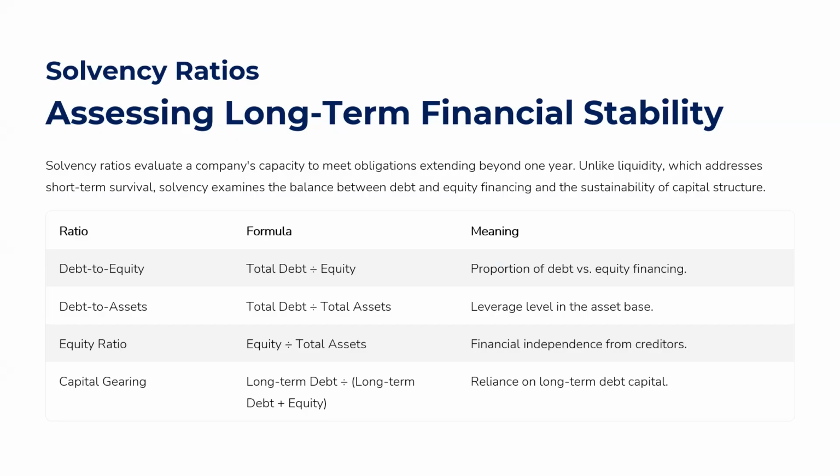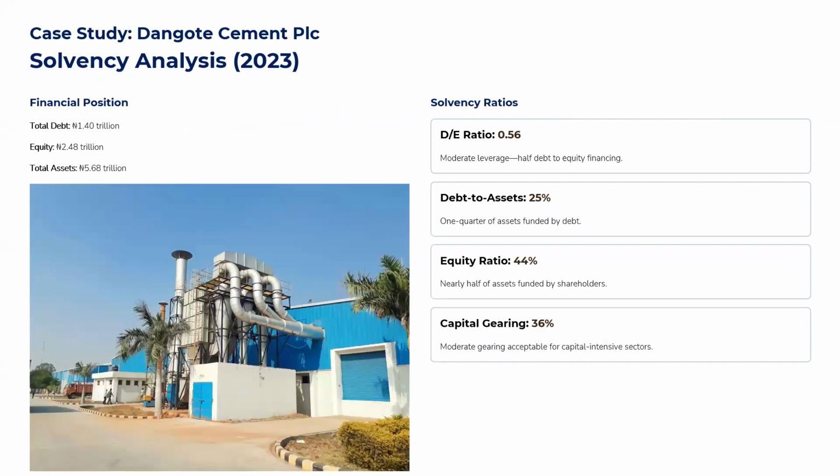So debt to total assets is comparing debt and total assets. Equity ratio is comparing equity and total assets. Then capital gearing is comparing the long-term debt divided by long-term debt plus equity. So that's just about the ratios.